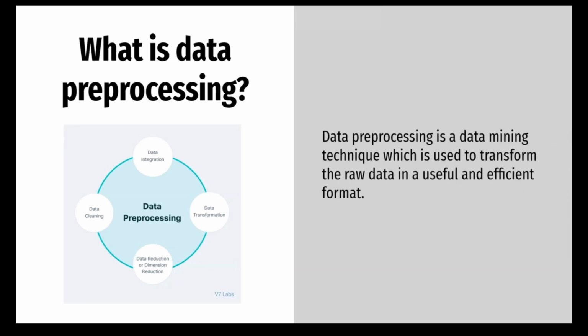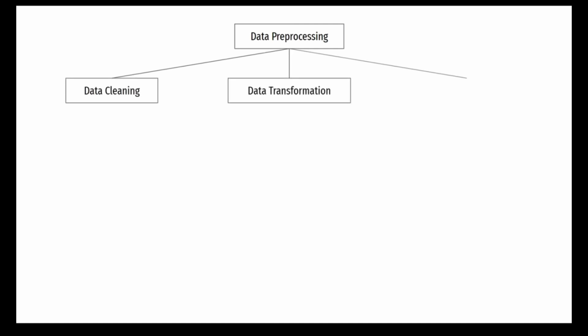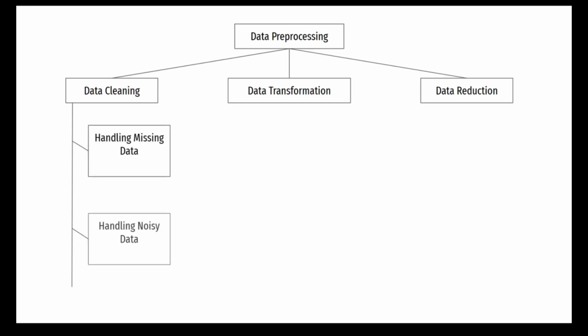Data pre-processing is a data mining technique which is used to transform the raw data into useful and meaningful data. Data pre-processing can then be classified into three major parts: data cleaning, data transformation, and data reduction. In data cleaning, we are majorly dealing with two things: handling missing data and handling noisy data.